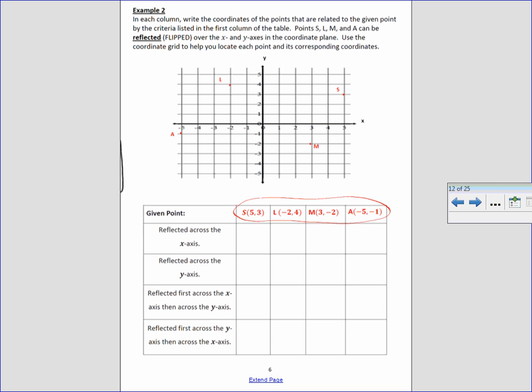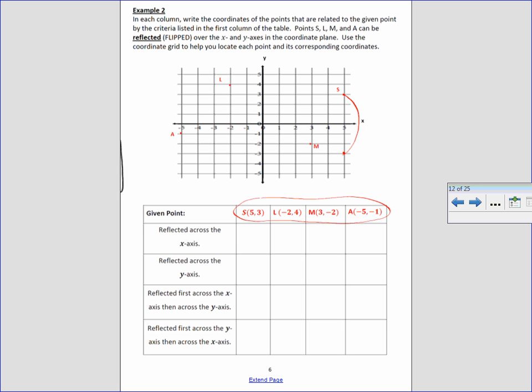So starting with S, the original location is 5, 3. Agree? We're going to reflect it across the x-axis. Now, if it helps you, sometimes it helps to actually draw the lines. We're going over the x. 1, 2, 3. I have to be 3 units away from the x, but below it this time. And 5 units away from y. So if I do it, you do it with like a little line if you want. You don't have to do it this way, but you could see it. That is now S's reflection.